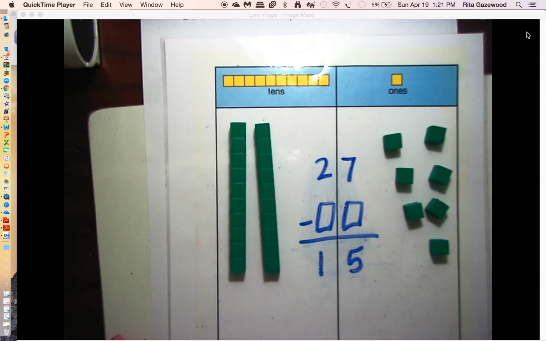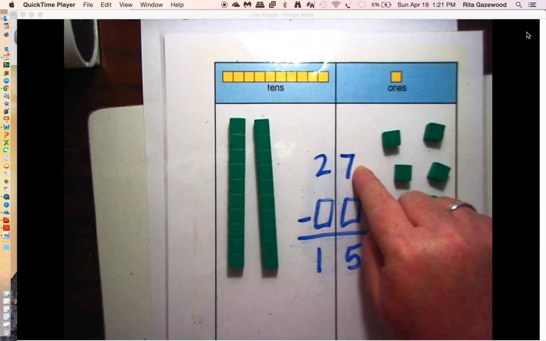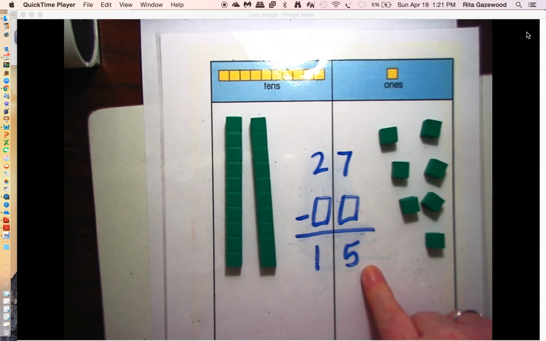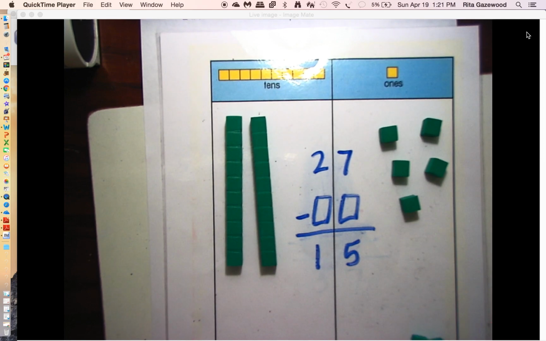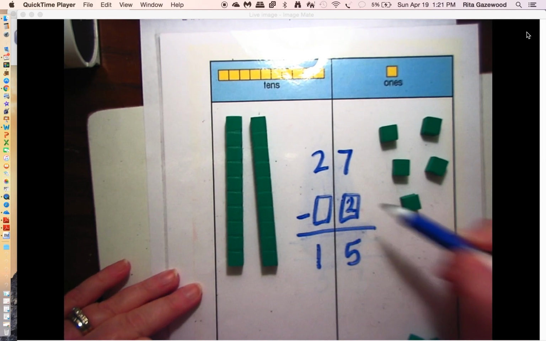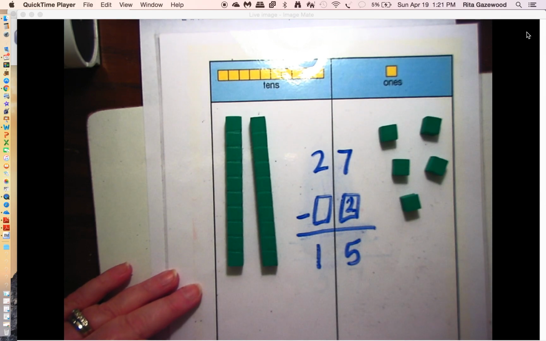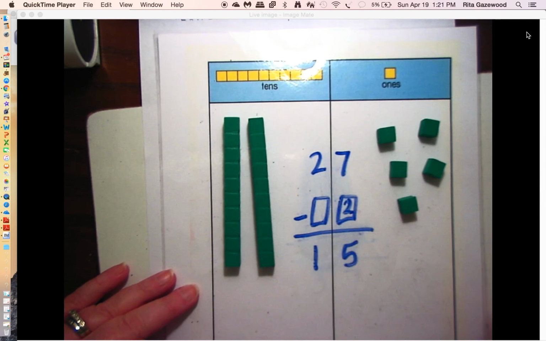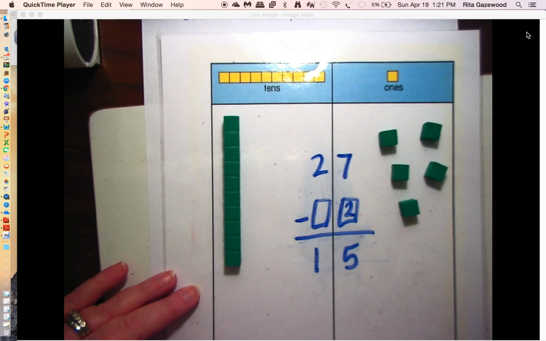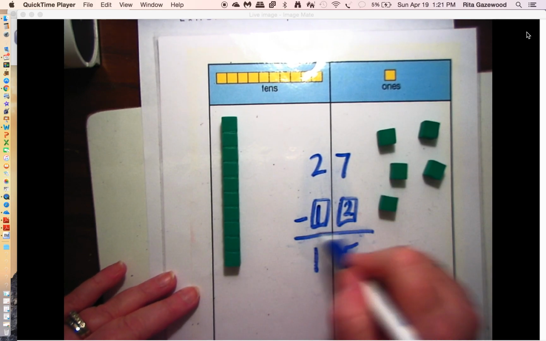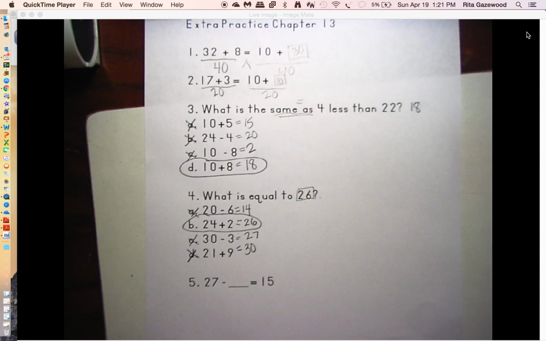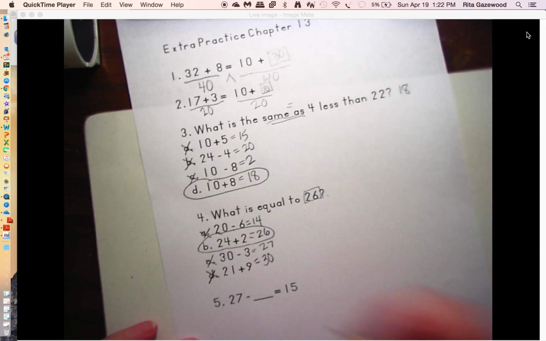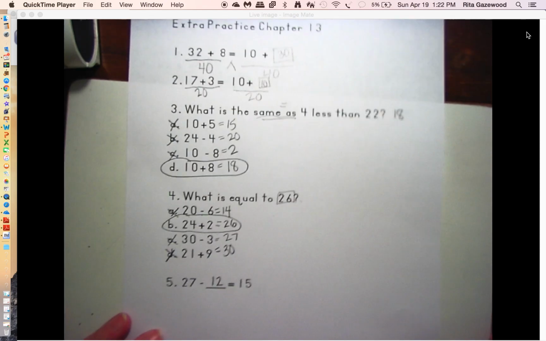27 minus. So what do I have to take away from 7 to end up with 5? So if I take 1, 2, do I have 5 left? So I have to take away 2 to equal 5. What do I have to take away from 2 to equal 1? That's right, just 1. So 27 minus 12 equals 15.